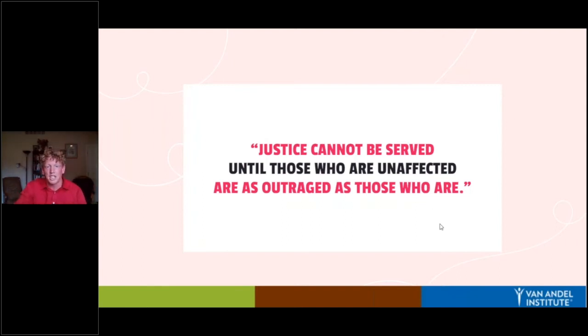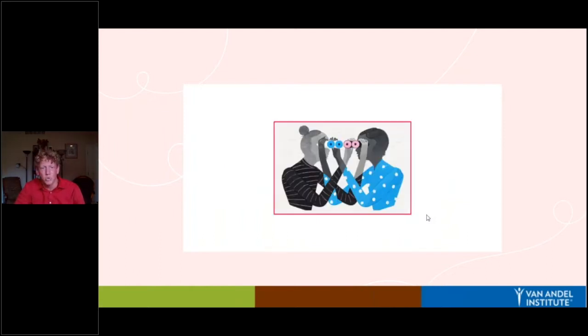It's a famous quote, justice can't be served until those who are unaffected are as outraged as those who are. Of course, that quote was said by Ben Franklin, who was a slave owner. And so it's important that we think not only about our thoughts, having right thoughts and right words, but also about right actions which move the world in a more just direction. We're going to think about that today as well.